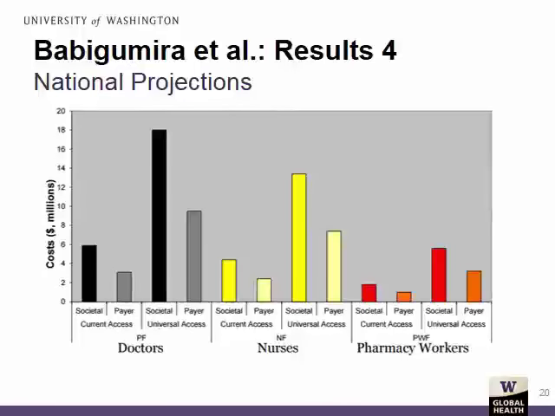So if you do this on a national level, on this scale in millions of dollars, then you'll see that using nurses and pharmacy workers saves the country a little bit of money. And the different bars are by different perspectives. The dark bars are the societal perspective, and the light bars are the payer perspective, and the payer in Uganda is the Ministry of Health.